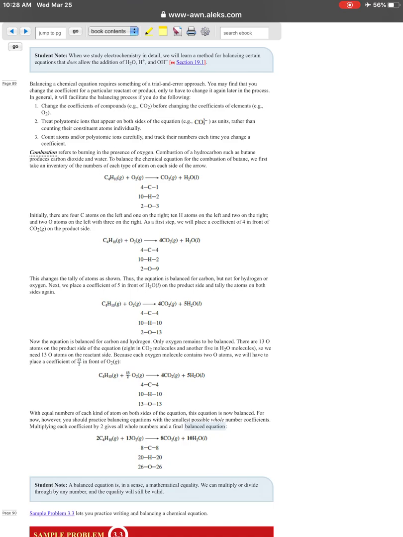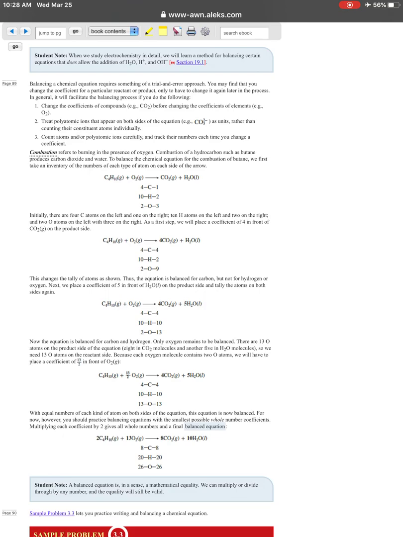In general, it will facilitate the balancing process if you do the following. 1. Change the coefficients of the compounds, e.g. CO2, before changing the coefficients of the elements, e.g. O2. 2. Treat polyatomic ions that appear on both sides of the equation, e.g. CO3 2-, as units, rather than counting their constituent atoms individually. 3. Count atoms and/or polyatomic ions carefully and track their numbers each time you change a coefficient.